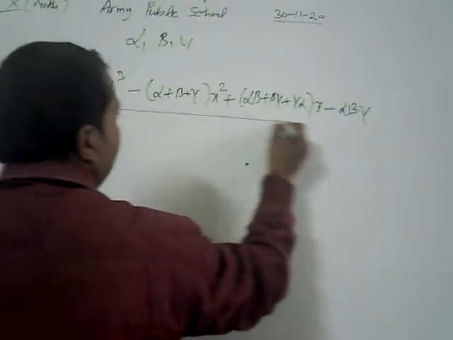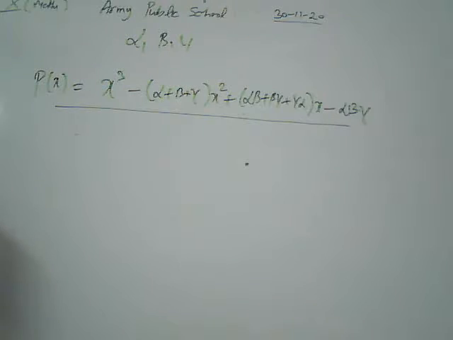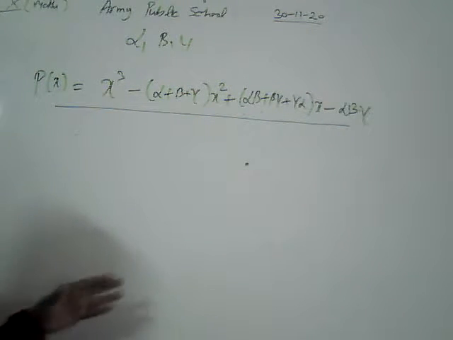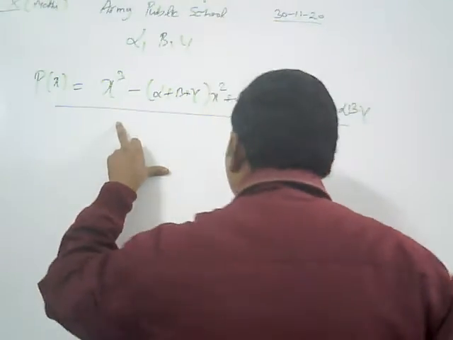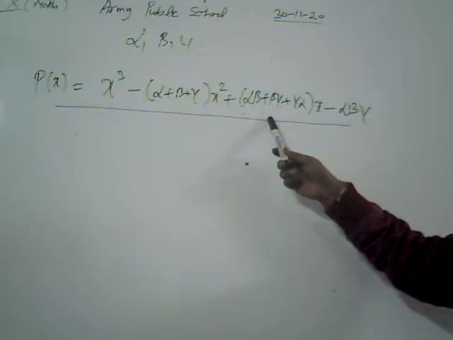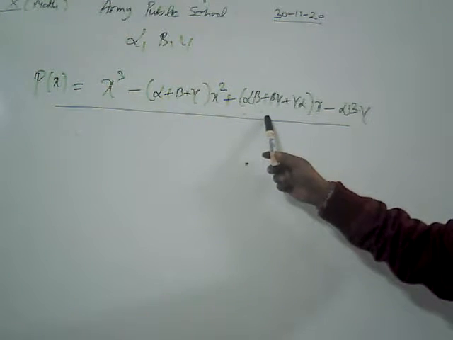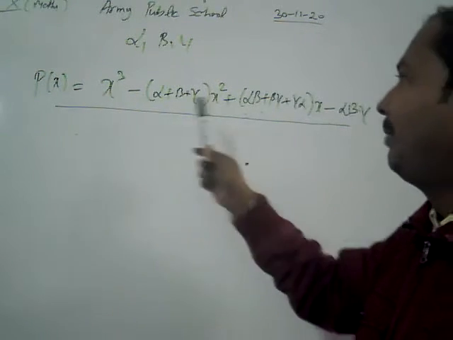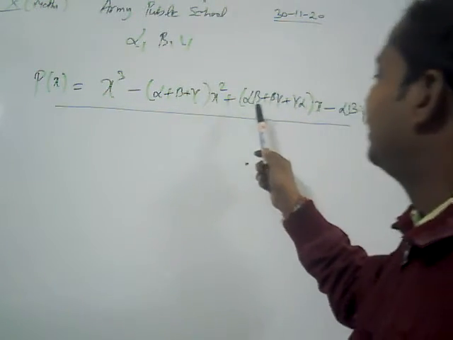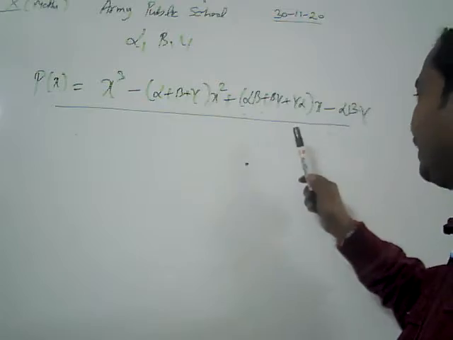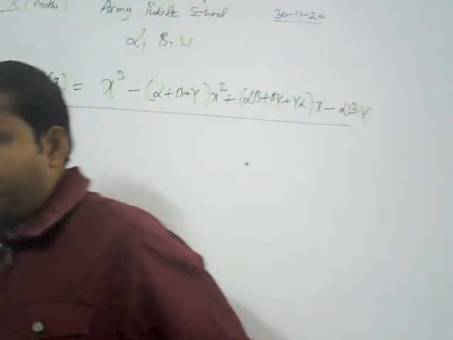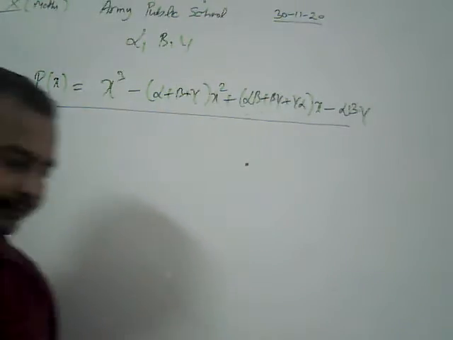Okay, whenever we are given three zeros alpha, beta, gamma, we can form a cubic polynomial. The polynomial is given by x cube minus (alpha plus beta plus gamma) into x square plus (alpha beta plus beta gamma plus gamma alpha) into x minus alpha beta gamma. That means we can say x cube minus sum of zeros into x square plus sum of products of zeros taken two at a time into x minus product of all three zeros.